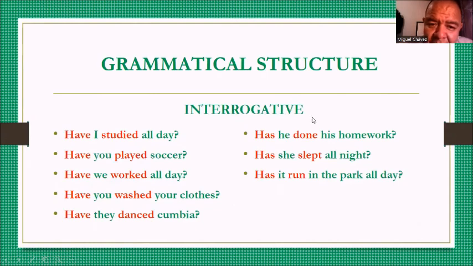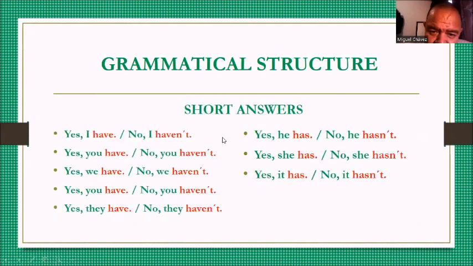For the interrogative, we start these sentences with the auxiliary verb at the beginning. Have I studied all day? Have you played soccer? Have we worked all day? Have you washed your clothes? Have they danced cumbia? Has he done his homework? Has she slept all night? Has it run in the park all day? Remember, we change the position of the auxiliary verb to the beginning. For this tense, have or has.